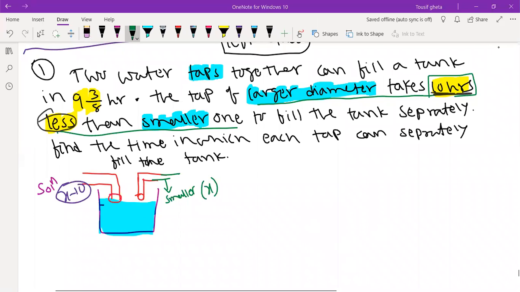See, normally when you read the question and you find two water taps together can fill a tank, then what will you do? Two water pipes are there, one smaller diameter pipe, another big diameter pipe will take x minus 10. Total time taken is 9 by 8. Finish. Am I right? This is the normal concept. By reading the question, we understand.